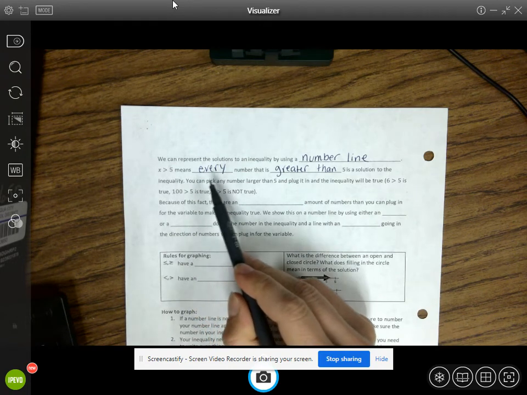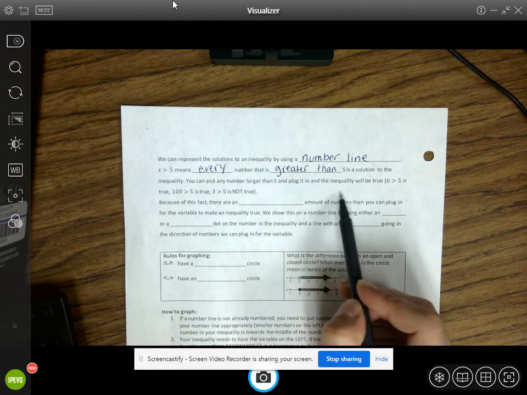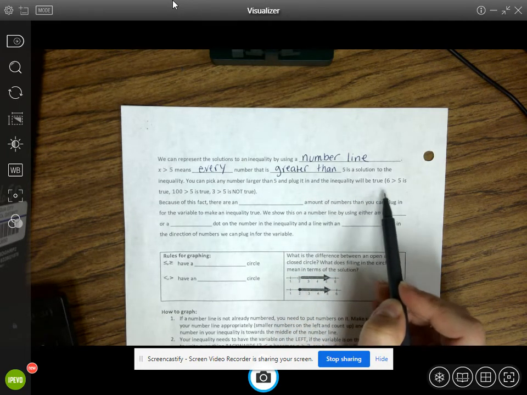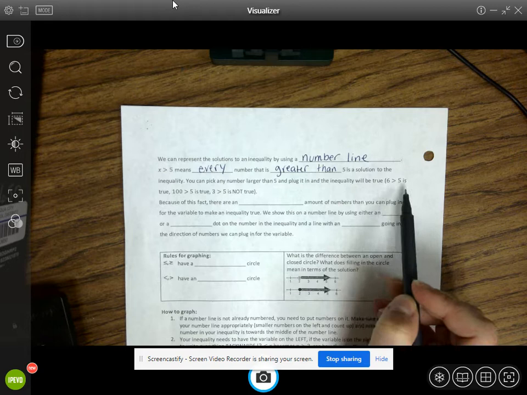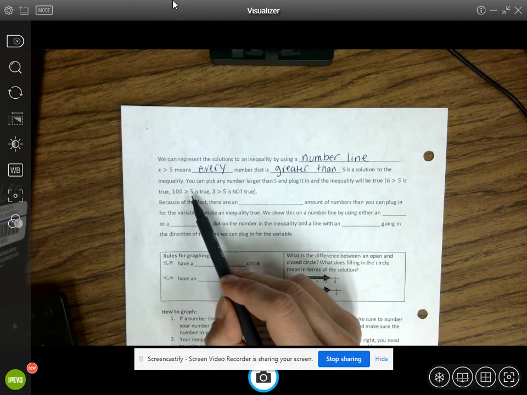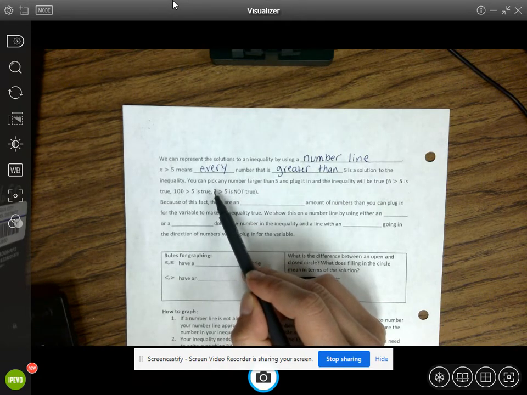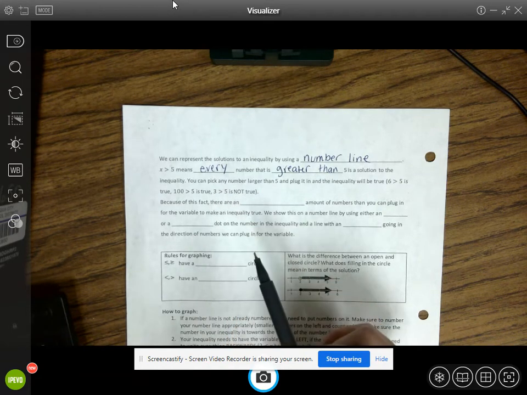So that means you can pick any number that's larger than 5 and plug it in, and the inequality will be true. For example, 6 is greater than 5. 100 is greater than 5. 3 is not greater than 5, so this one is not true. X is not equal 3. That's not a possibility.